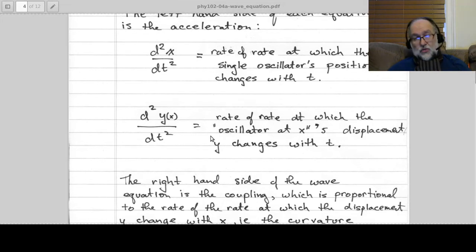So let me just remind you, on the left-hand side, the second derivative with respect to time, the rate at which the rate of y changes, the displacement, that's the acceleration. That's just like with the oscillator, only there it was x. Okay, so what I'm trying to show you in this slide is that x here for the oscillator has been taken up by y. And so that is basically your acceleration.